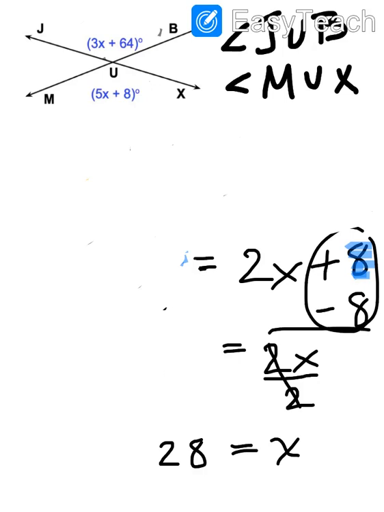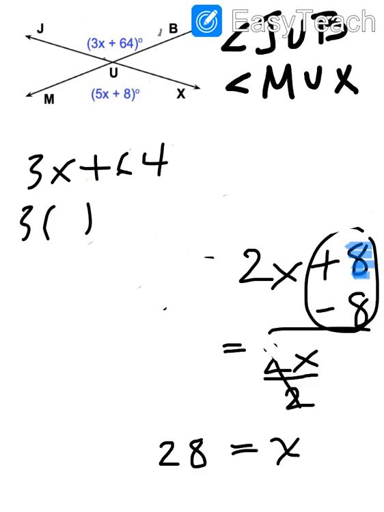Okay, so what I'm going to do now is substitute. Let's see. 3x plus 64. 3 times 28, I'll leave space there, and then plus 64. Okay, that was x.